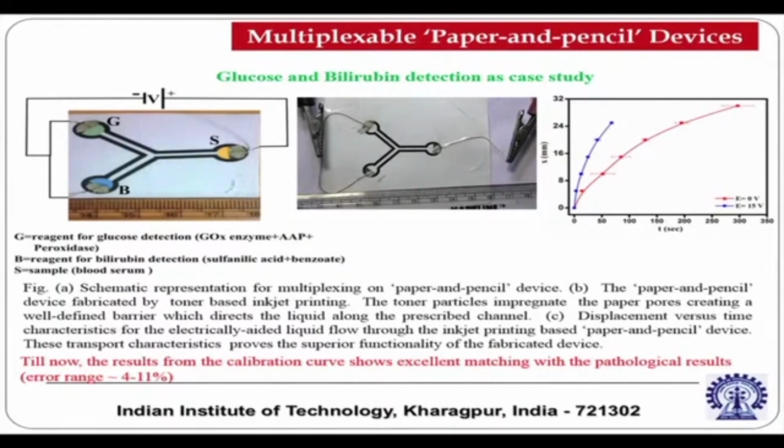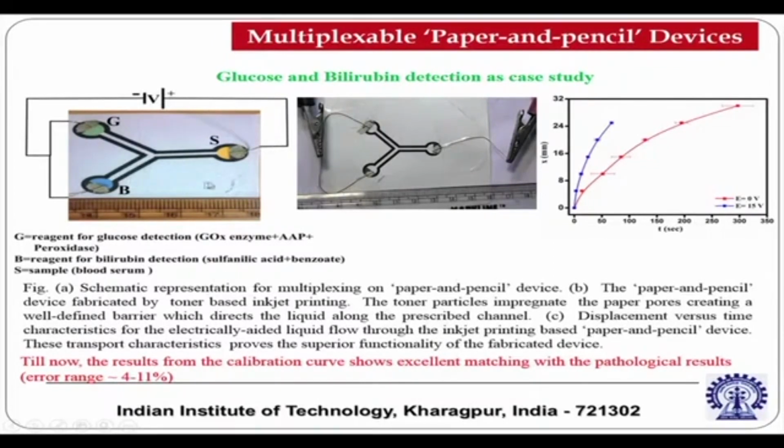Not only a single test but multiple tests can be done on paper and pencil devices. For example, in this particular figure you see that there are several reservoirs. There is a reservoir G which is a reagent for glucose detection, there is a reservoir B which is a reservoir for reagent for bilirubin detection, and the sample, which is blood serum, is supplied from the reservoir S. So you can see that within this platform, you apply electrical voltage in this way.